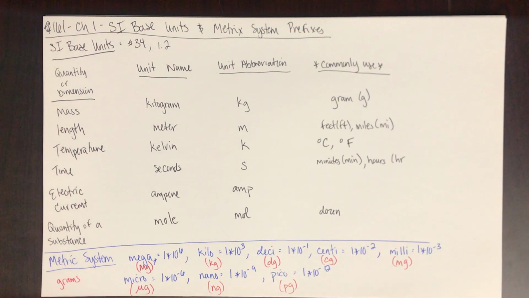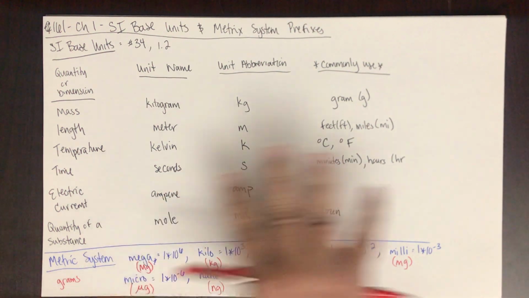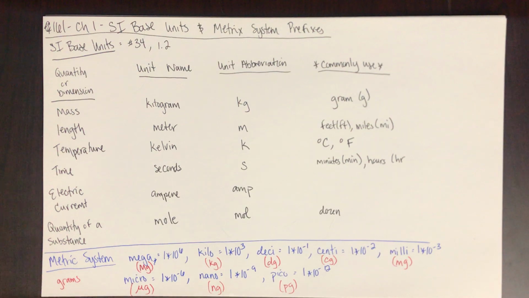So you're responsible for these ones. For example, if we're doing a calculation on an exam and I say you have 392 mg, you need to know that that's a milligram. And you need to know that a milligram is 1 times 10 to the negative 3rd grams. So we're going to get into all of this later once we start doing some actual calculations. This is just the information that you're going to need to know to be able to do those calculations.